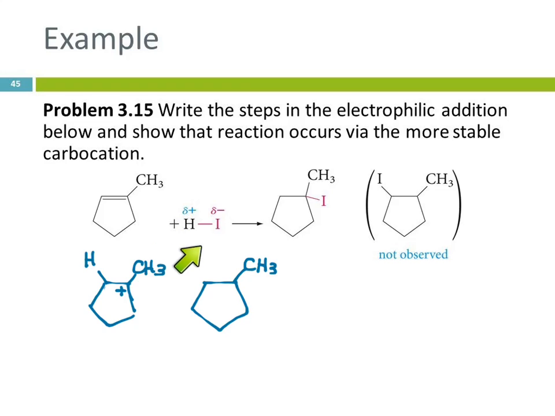If this hydrogen adds to this carbon, then the other carbon is going to have the positive charge. That's the first step in the addition: the hydrogen ion attacks the pi bond, and then we get a carbocation formed on the other carbon atom. Does that make sense?